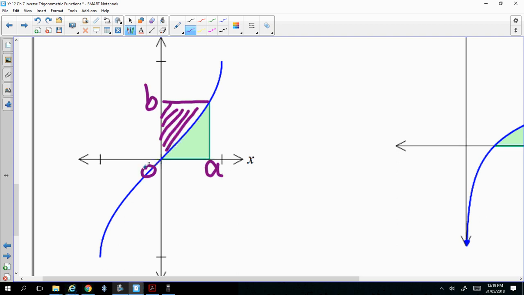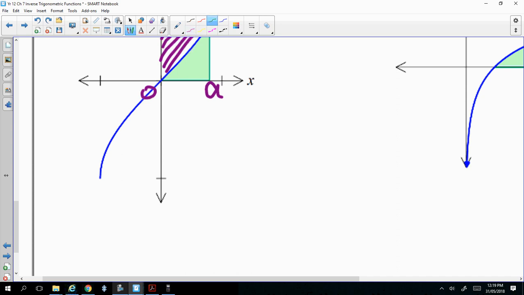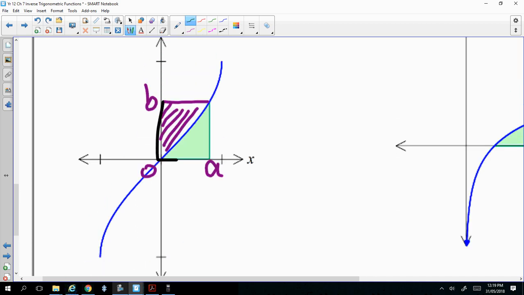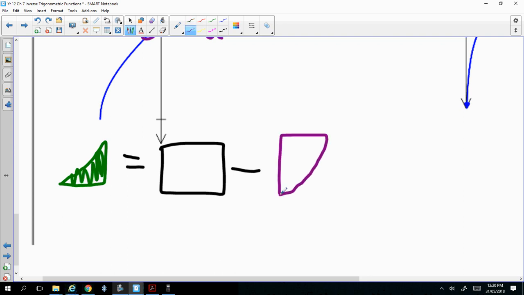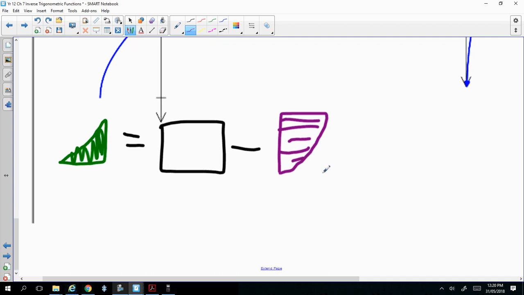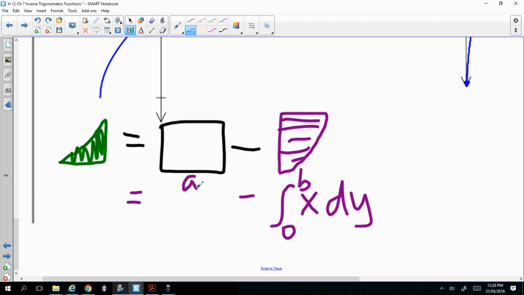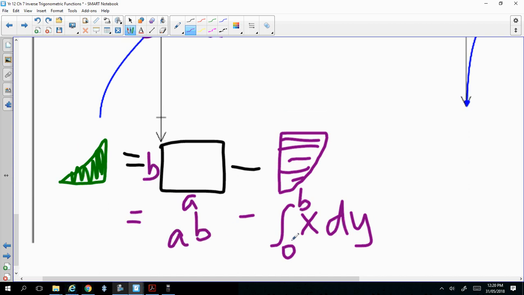is equal to the rectangle minus the area bounded by the y-axis, and this is important because this can be calculated by using x dy from 0 to b. This is just equal to AB, right? Area of the rectangle. X dy, you just get sine y, okay? Like that. So that's the, which you can integrate.